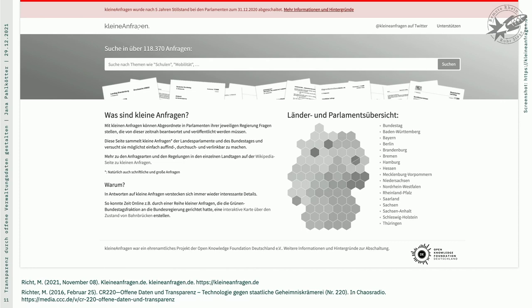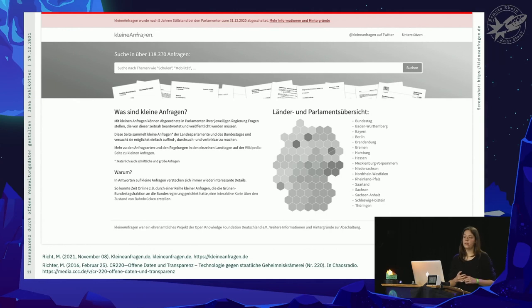They had a tool where such a survey could be created with just two clicks, and more than 100,000 inquiries were submitted in a very short amount of time. Since then, all the results from these small questions are made accessible automatically. The technical term is minor parliamentary inquiry. This became a platform that is used not only by citizens, but also by members of parliament themselves. It's a real success story of open data.